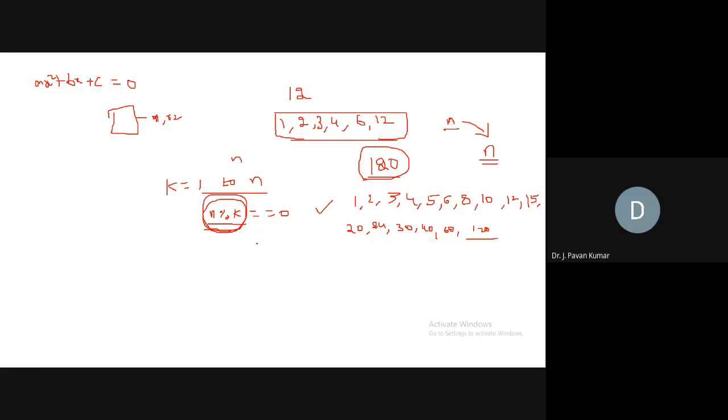120 times. If the value is 1200, then 1200 times. If the value is n, then n times we have to perform divisions. That is what we can observe from this.